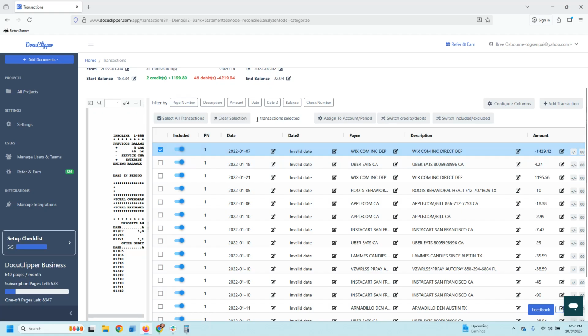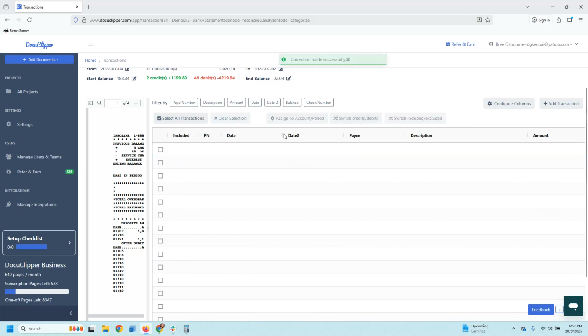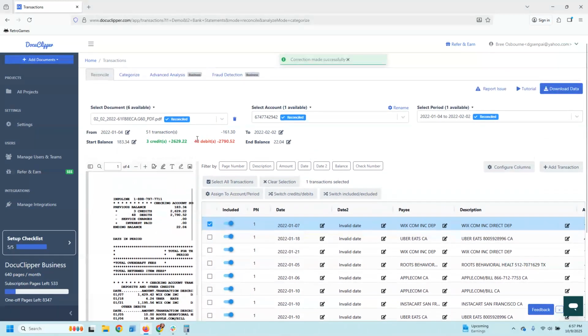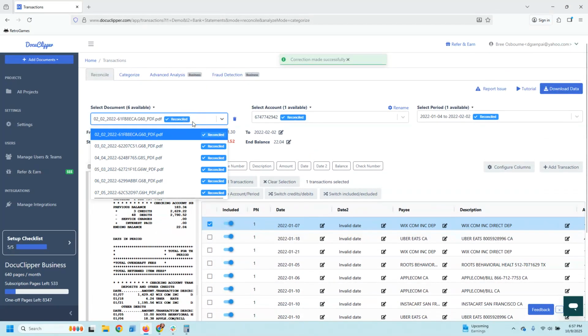So this is very easily resolved. You simply tick the box next to it and switch the credits and debits. And once we do that, and we look back up here, we can see that this statement is now reconciled.